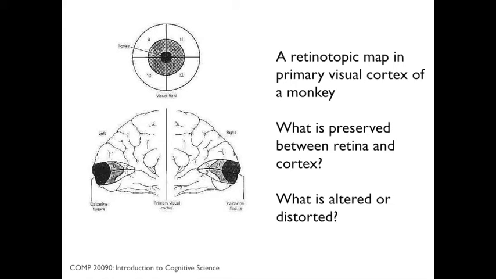So the relative size has changed. But two locations which are adjacent in the retina will still be adjacent, they'll be close to one another in the cortex. We won't reverse the position of things.